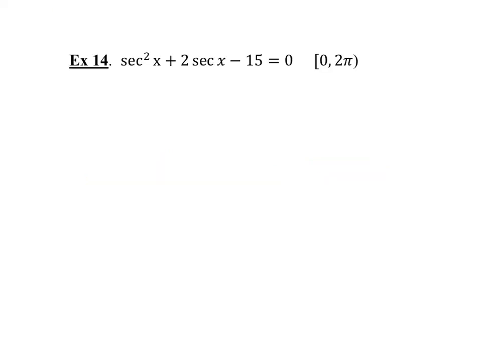One last example. Secant squared x plus 2 secant x minus 15 equals 0, but I'm restricting from 0 to 2 pi, which normally makes it easier, but in the case of inverse functions, I believe makes it a little trickier. It does equal 0, so I can go ahead and factor it. Let's do minus 3 plus 5. So secant of x is 3, and the secant of x is negative 5.